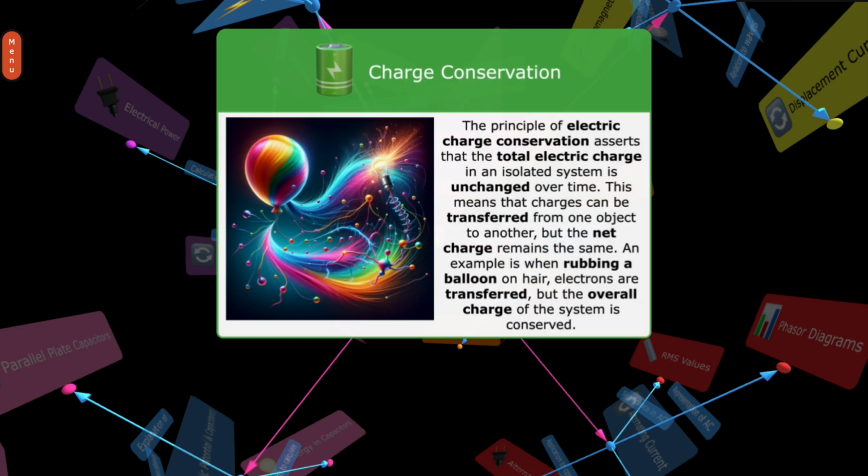The principle of electric charge conservation asserts that the total electric charge in an isolated system is unchanged over time. This means that charges can be transferred from one object to another, but the net charge remains the same. An example is when rubbing a balloon on hair, electrons are transferred, but the overall charge of the system is conserved.